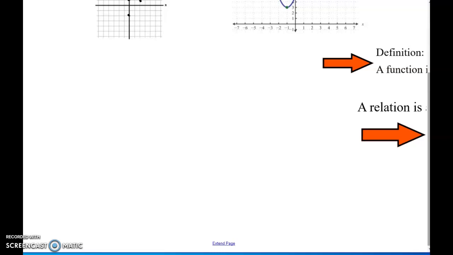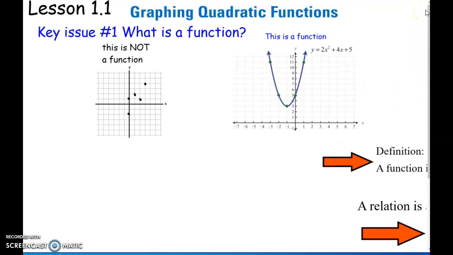Hi, this is lesson 1.1, standard form. Let's get started. We're going to be graphing quadratic functions.